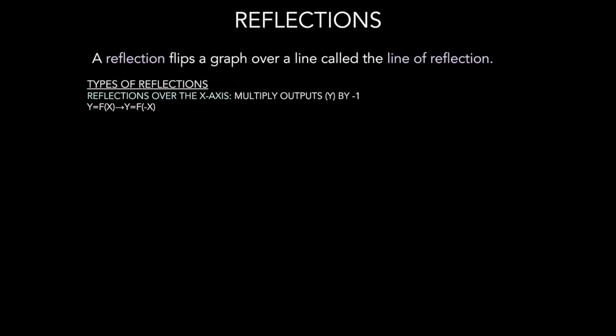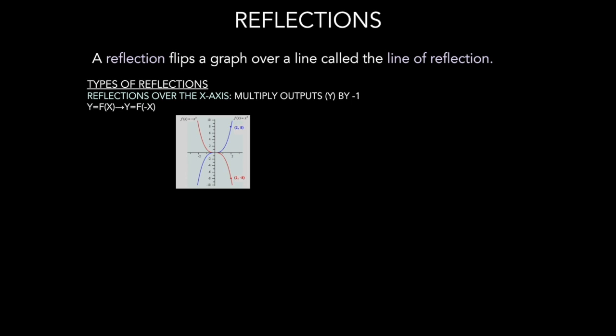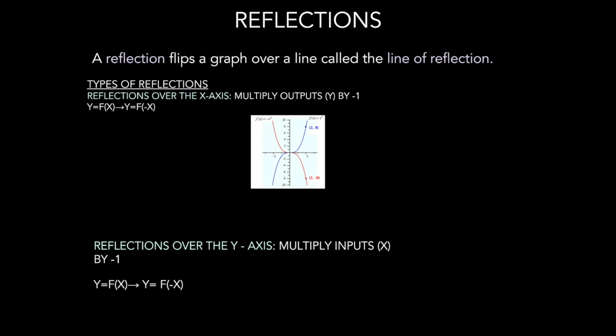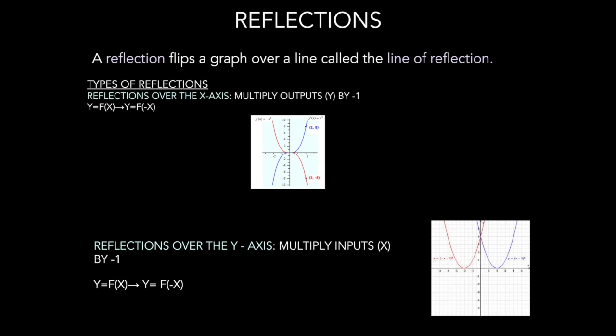Another type of transformation is a reflection. A reflection flips the graph over a line called the line of reflection. Reflections over the x-axis multiply outputs, or y values, by -1. Reflections over the y-axis multiply inputs, or x values, by -1.